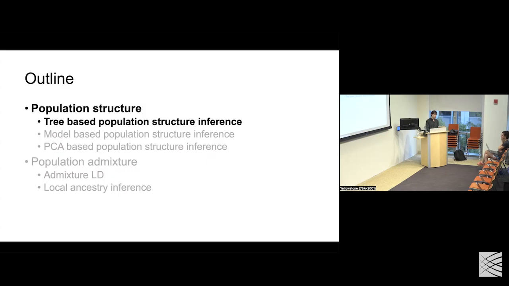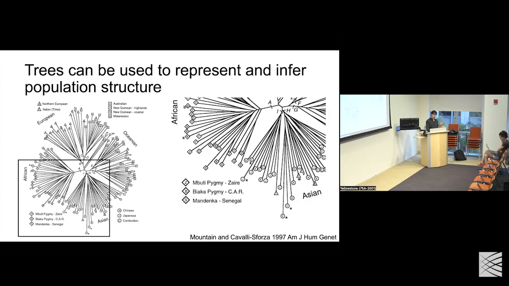We're going to talk about 3 different approaches for inferring population structure. We'll start with these tree-based approaches. These are some of the earliest approaches, and they're simpler than the other ones.